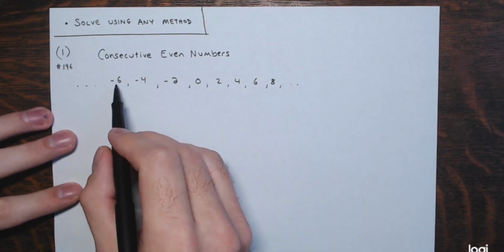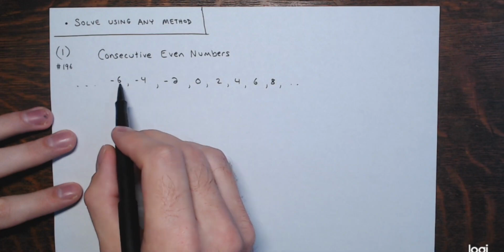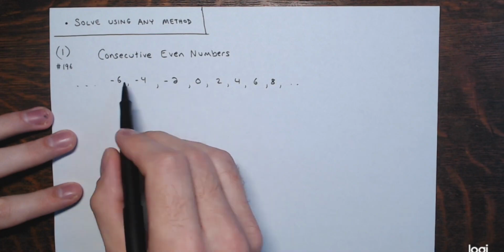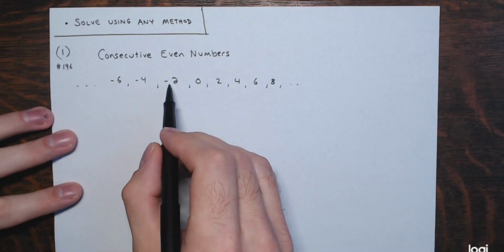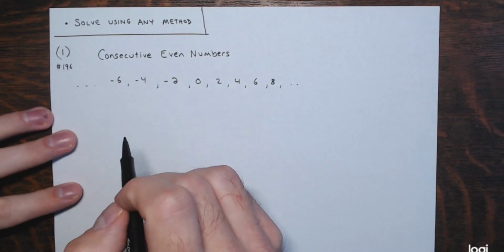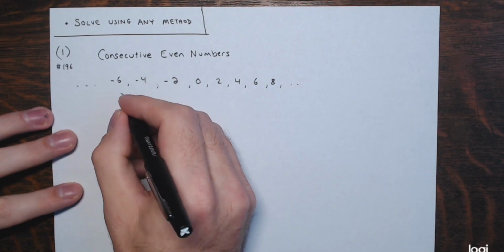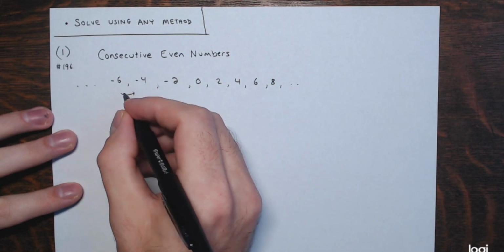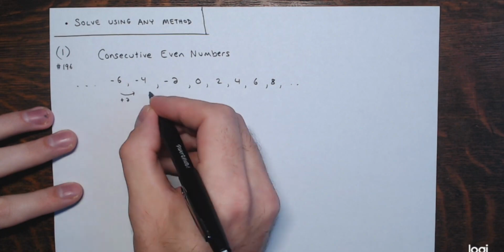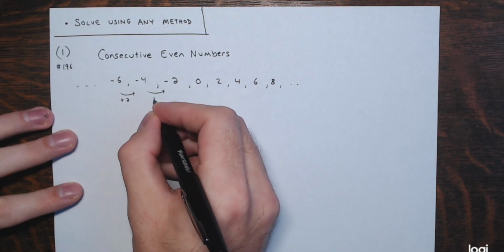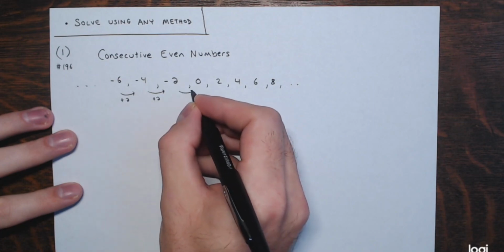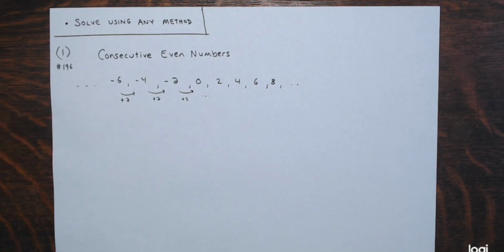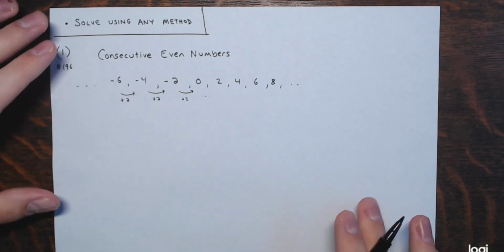So, negative 6 and negative 4 are consecutive. Negative 4 and negative 2 are consecutive. Right, but negative 6 and negative 2 are not consecutive. Right? It's just one right after the next. Notice that every time I go from one even integer to the next even integer, it's just adding 2. So from -4 to -2 is +2, +2, and so on, right? I just keep adding 2 to get to the next one.